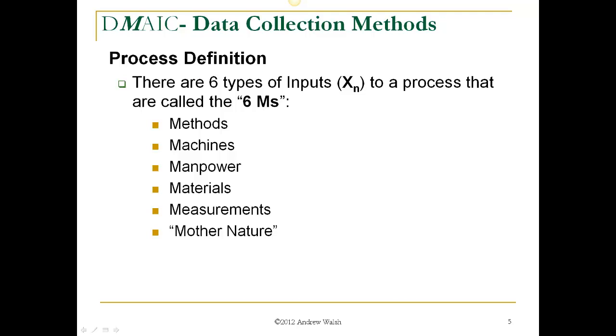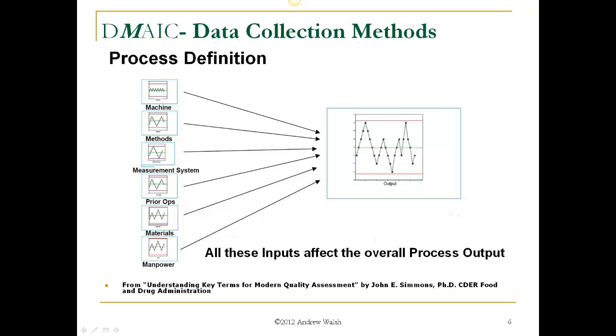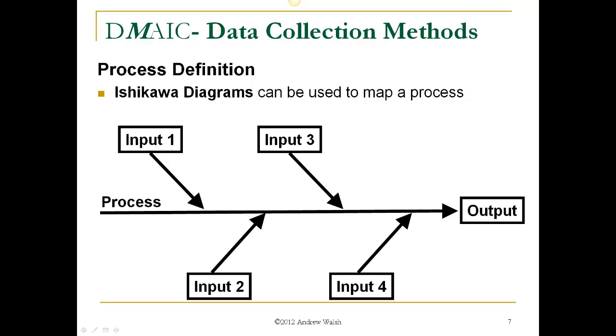Now, as we saw earlier, there are 6 types of inputs to a process that are called the 6 M's: methods, machines, manpower, materials, measurement, and good old Mother Nature. And all of these different inputs, all the variation in those inputs, that is, will have an effect on the variation of the outputs. And we also saw that the Ishikawa diagram can be used to help us map a process.